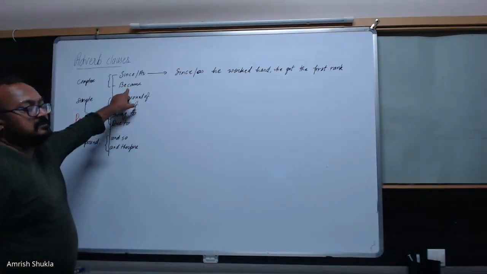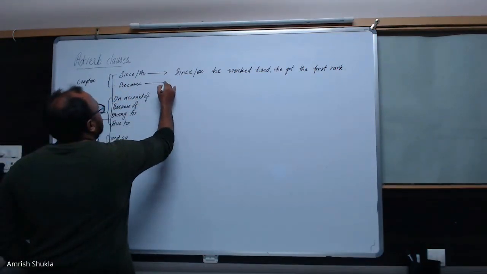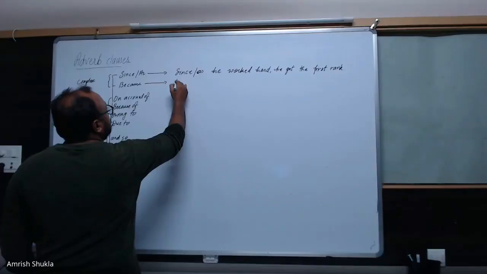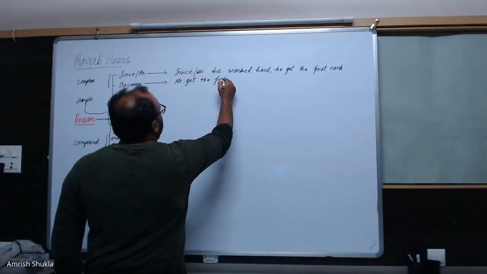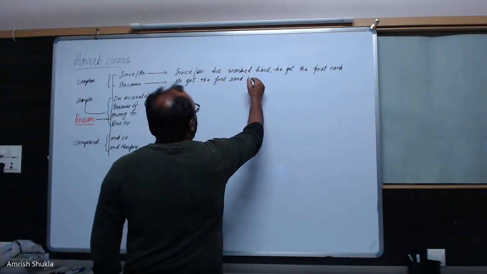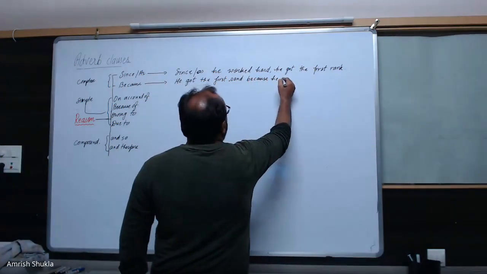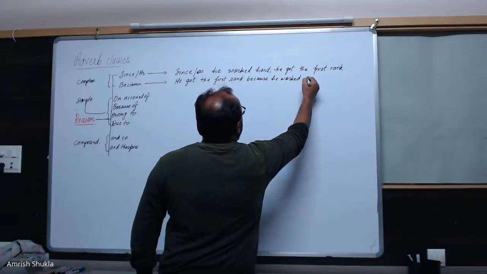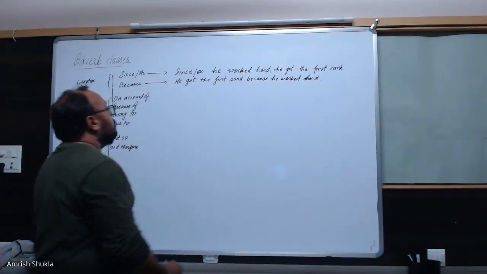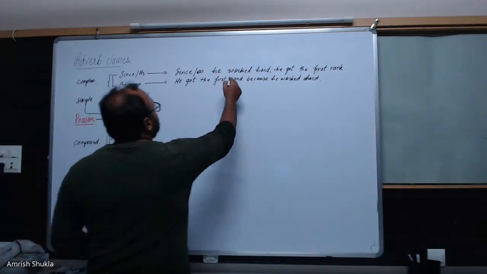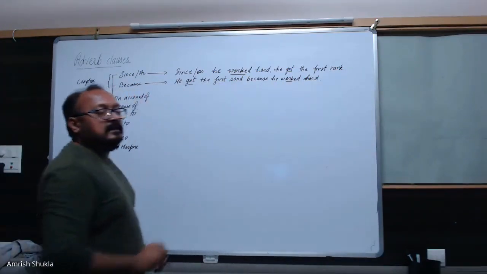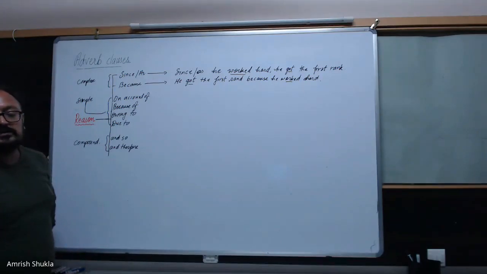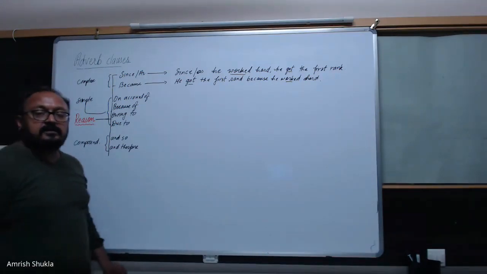If we use because, what will be the answer? He got the first rank because he worked hard. Now, these two are complex sentences and the verbs are worked and got. Two verbs are there, and the sentence formed using the conjunctions since, as and because, which are subordinate conjunctions, is a complex sentence.